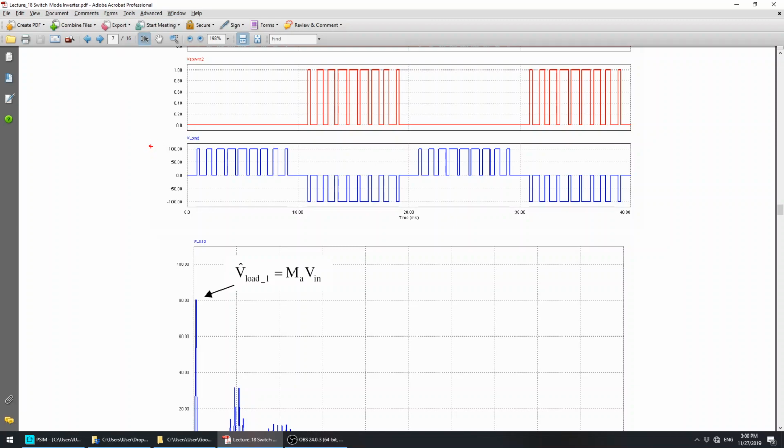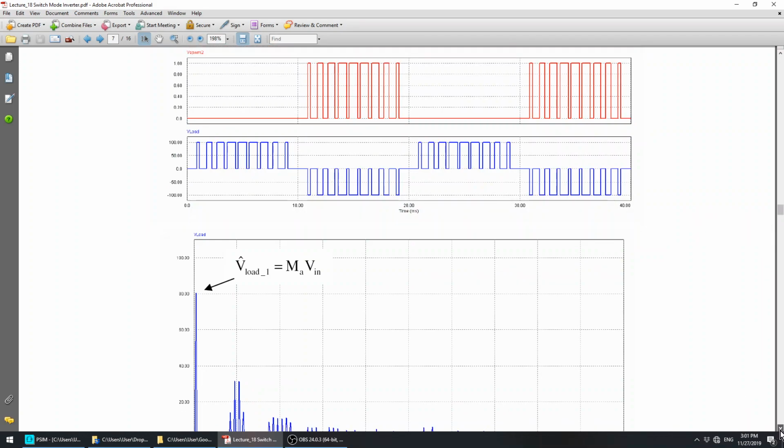Right, this is definitely V in, and whenever S2 is on, it will be connected to minus V in. Just that. So that will be the waveform. Again, we can calculate, you can look at the harmonic spectrum.